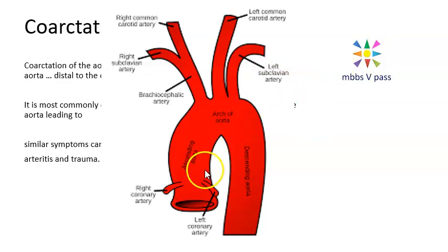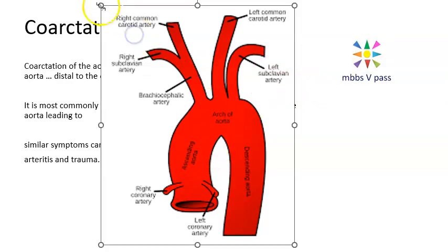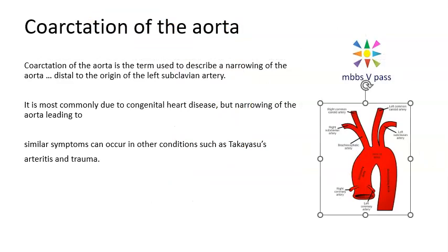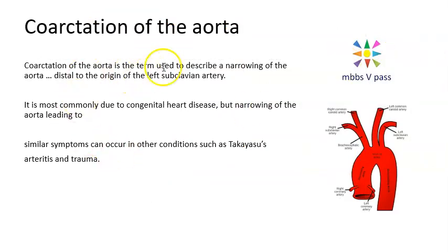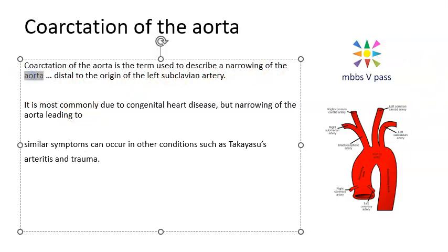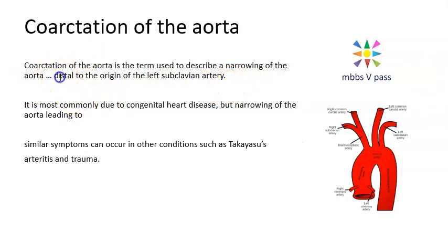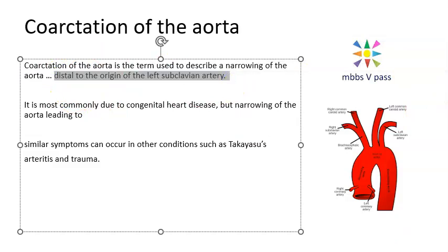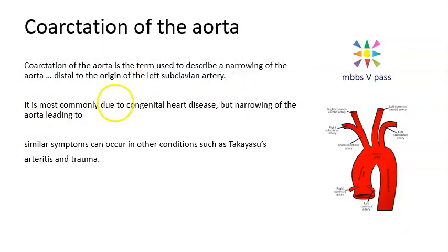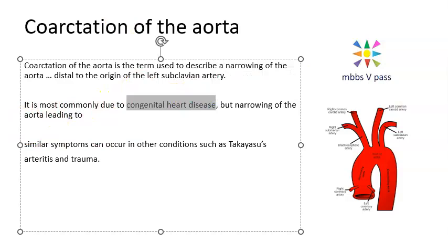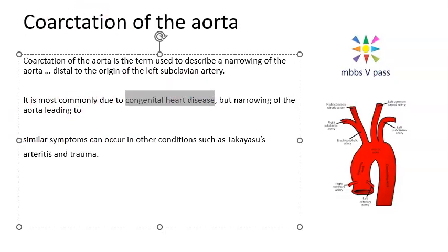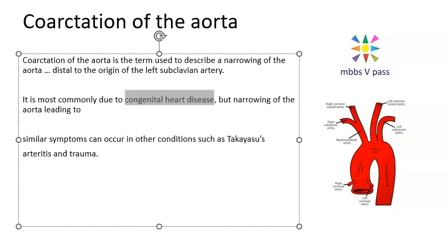So simple, right? I'm sure you'll write this in the exam very nicely. Draw this diagram also, you'll get nice marks. Coarctation of the aorta is a term used to describe the narrowing of the aorta. I'm adding this word arch, but they have not said that word. Distal to the origin of the left subclavian artery. Then it is most commonly due to congenital heart disease, that means by birth some people will have this kind of problem. It can also be acquired in Takayasu arteritis and trauma.